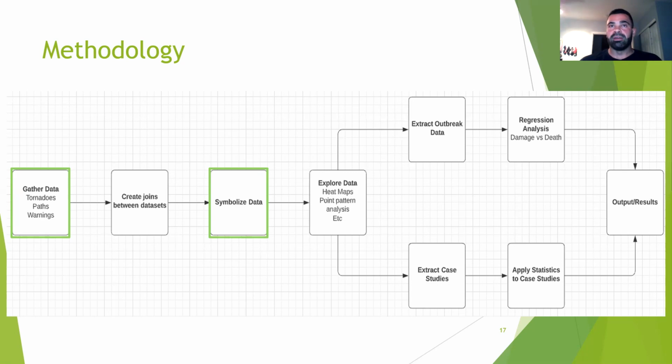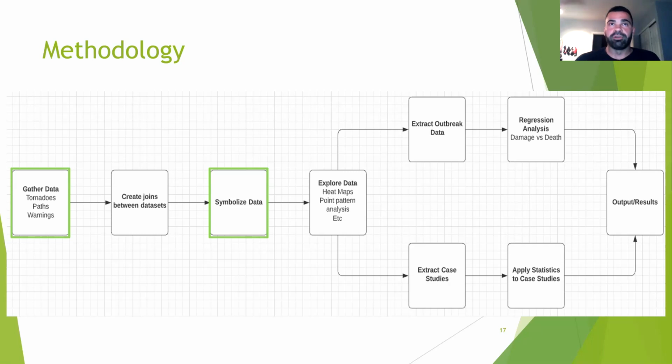Next, I'll need to symbolize the data, which also is complete as seen by the green box. And then with the data prepared, I can now perform various spatial analysis to explore the data for trends and features. This analysis will include heat maps, point pattern analysis, and other spatial analysis tools. At this point, I'll use 2 different methods to explore and analyze the data further.